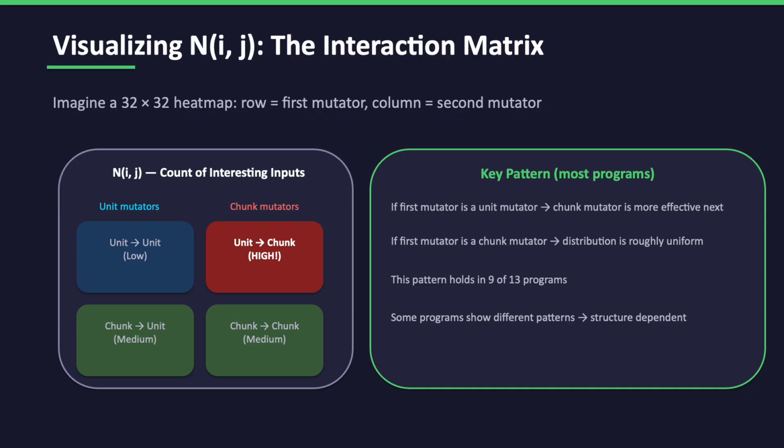This pattern holds in 9 out of 13 programs. The other 4 show different patterns. For example, in OpenSSL, unit mutators dominate, probably because the input format is strict and chunk mutators tend to break it. In libpcap, arithmetic mutators work well when stacked on top of each other. And the key takeaway here is that there is structure in the data, and it varies by program. This is exactly what you'd want to see if you're going to build an adaptive mutation strategy.